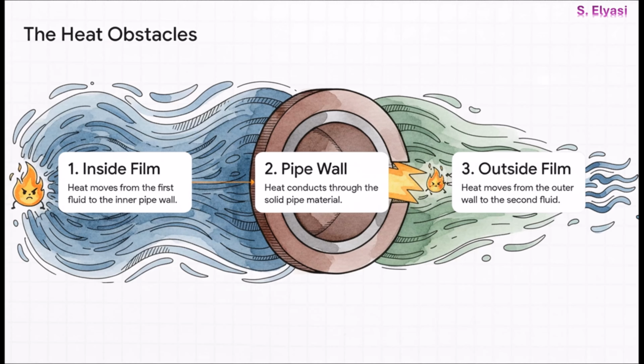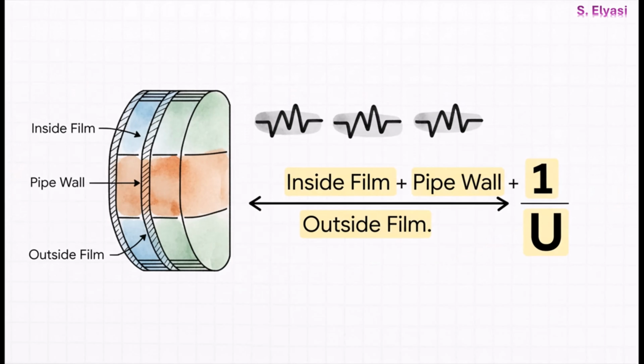First, it has to get through that sluggish, slow-moving layer of fluid right up against the inside wall. That's your inside film resistance. Then, hurdle number two, it has to conduct its way through the solid metal of the pipe wall itself. And finally, it has to push through another one of those slow-moving films on the outside to reach the second fluid. That's the outside film resistance. Every single step adds resistance. Okay, now let's turn that obstacle course into math. Don't let it intimidate you. It's actually pretty straightforward.